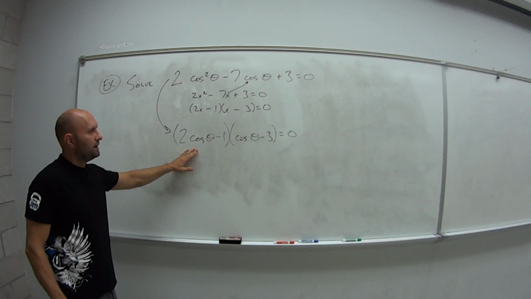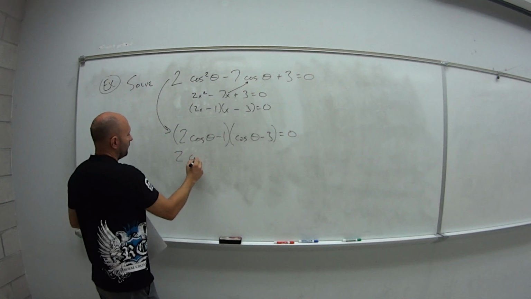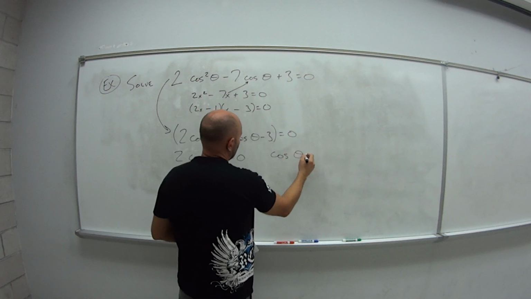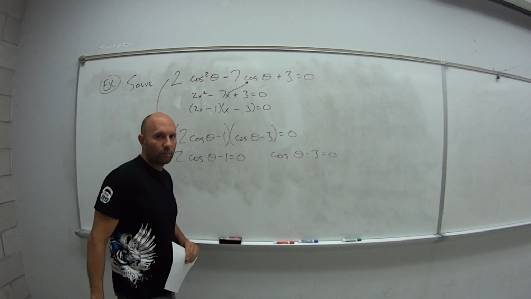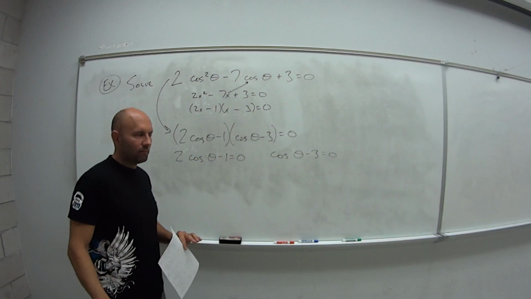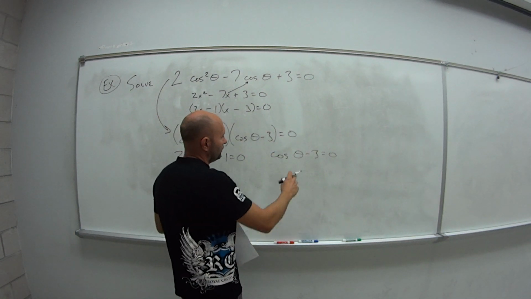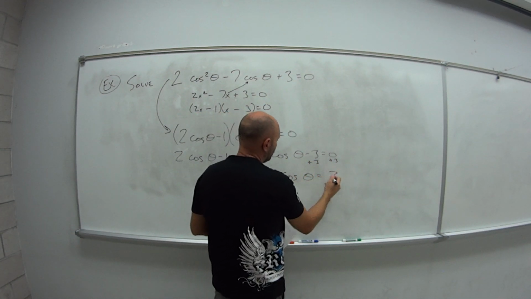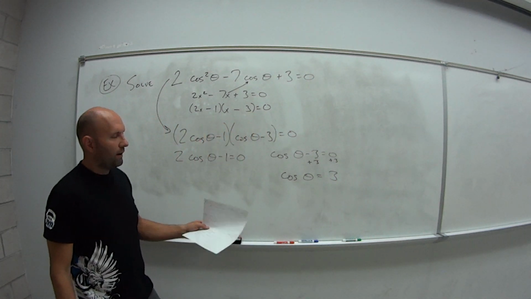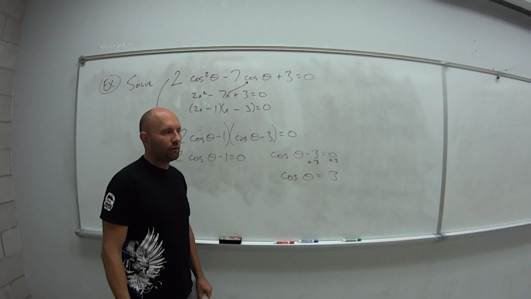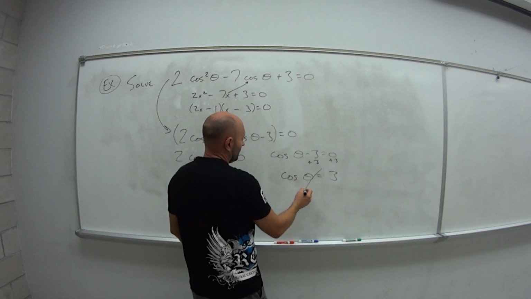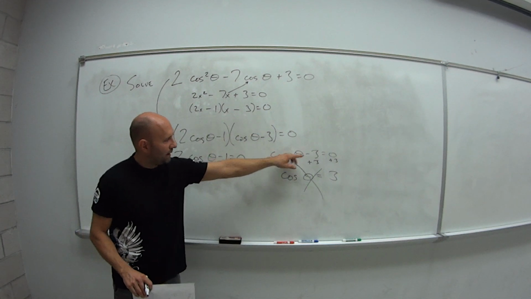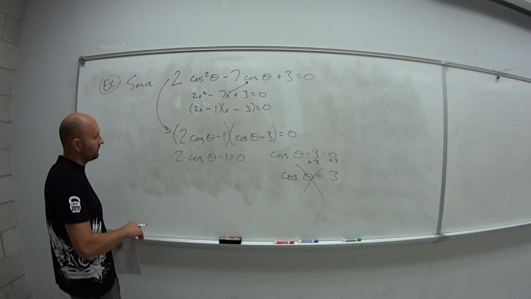So this one here, now we're going to use the zero property rule. So we say 2 cosine of theta minus 1 is 0, and cosine of theta minus 3 is 0. So let's work with the right side first. Little easier math we have to do. So we add 3 to both sides, so we get what? Cosine of theta is equal to 3. Well, where on the unit circle is the cosine of theta ever equal to 3? It's not. So this means there's no solution for that part of the problem. We can't pick a theta that would make this true. So we only need to focus on this side here.